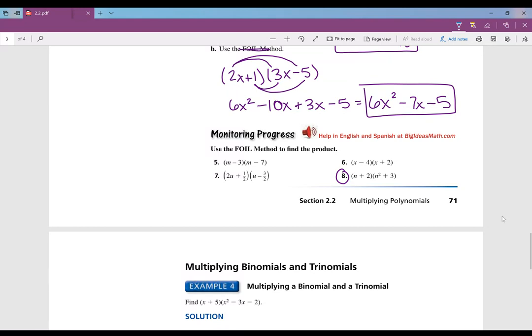All right, so you should have tried number 8 on the monitoring progress. So let's go over the answer for that real quick. Again, we want to distribute. So we're going to bring our n to the n squared and the 3, then bring the 2 to the n squared and the 3 as well. So we should get n cubed plus 3n plus 2n squared plus 6. If we were to write that in standard form, we'd get n cubed plus 2n squared plus 3n plus 6. And that would be your answer.